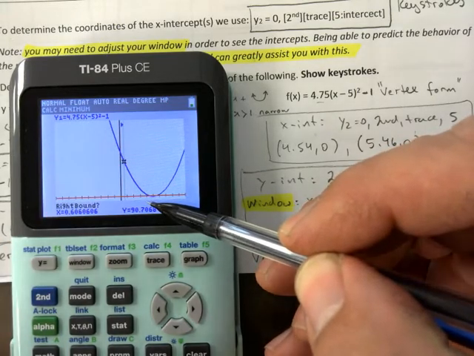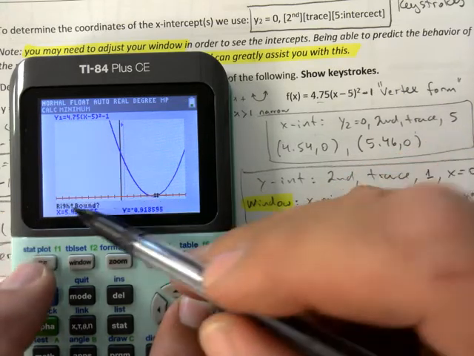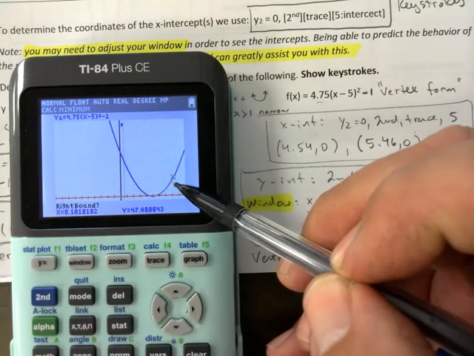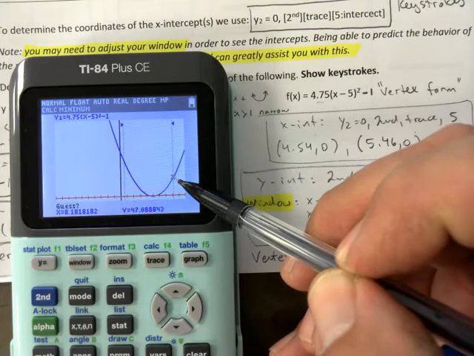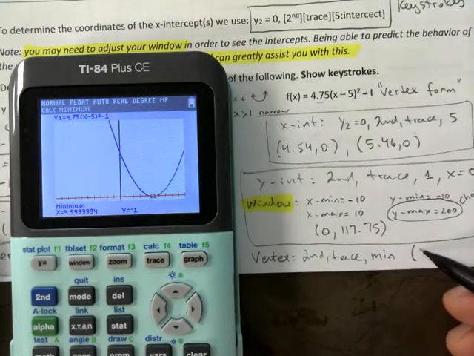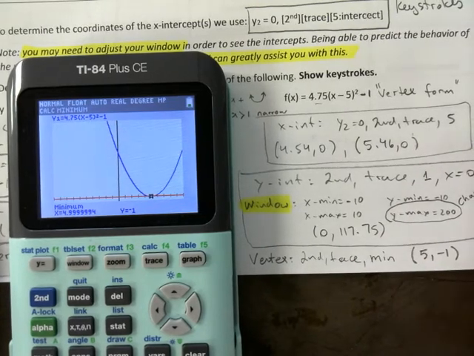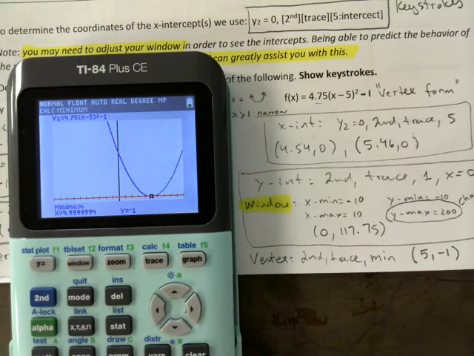Hit enter. And go past that point, and then because it's asking for a right boundary now, hit enter, enter again, and there it is. 5, -1. We round that, right? 4.99. We round that to 5. Okay, and there you have it.